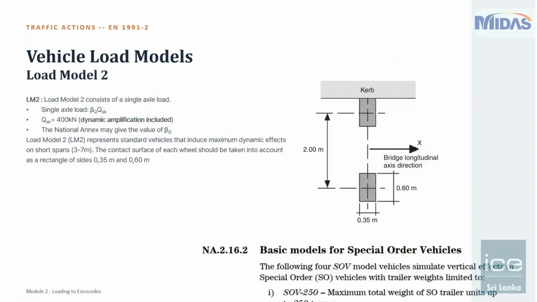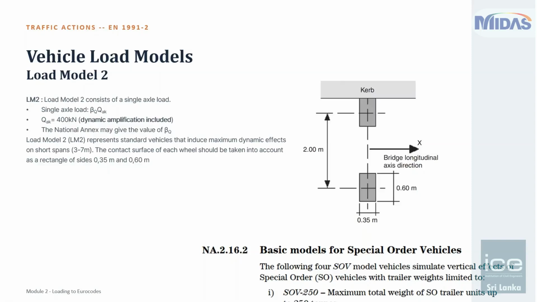Now load model 2 consists of a single axle load. This is majorly required to perform the localized checks. So this is basically used to perform the localized check on the slab designs. The single axle load has a 400 kilonewton load, which includes the dynamic amplification factor. Okay, generally used for dynamic effects on shorter spans.